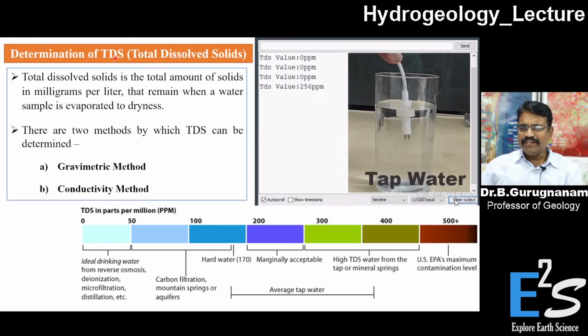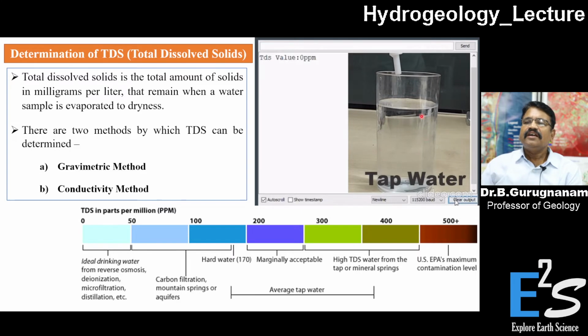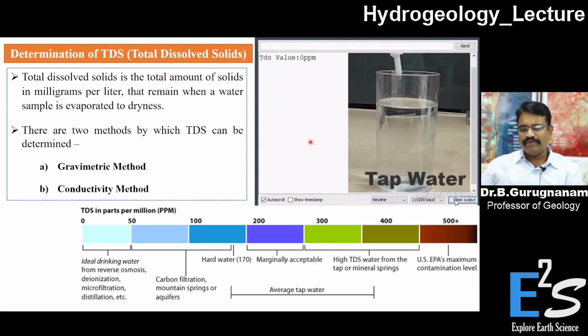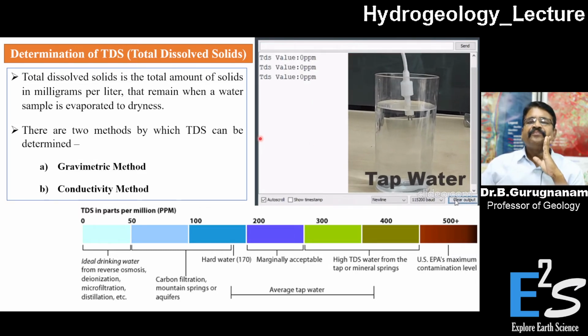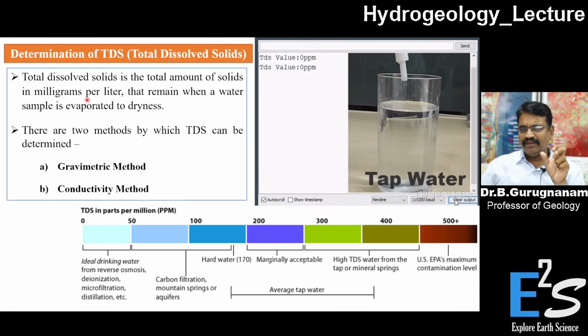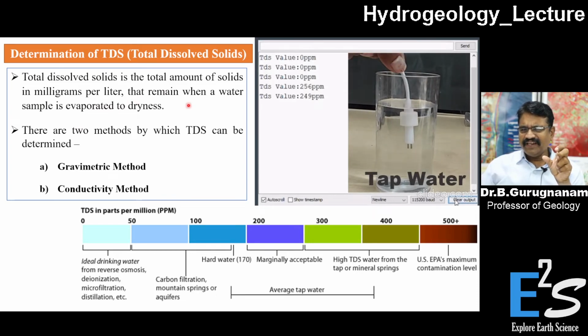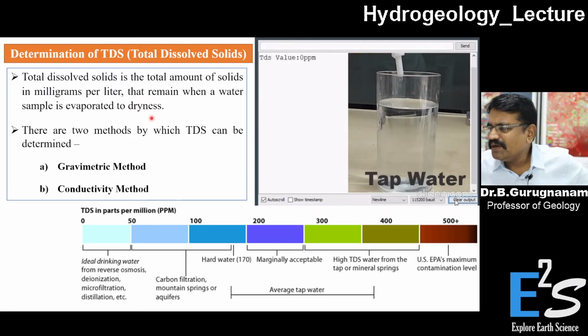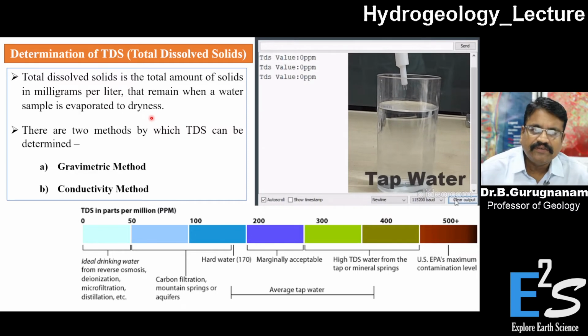And coming to the determination of total dissolved solids, how are you going to determine them? This is 0, 0, 0. Once you dip your instrument into the tap water, initially it has no value, but when you dip it, you will be able to get the readings. 256 ppm is the total dissolved solids. Total dissolved solids is the total amount of solids in milligram per liter that remains when a water sample is evaporated to dryness completely. If you evaporate and then check, whatever amount you finally get is called total dissolved solids.